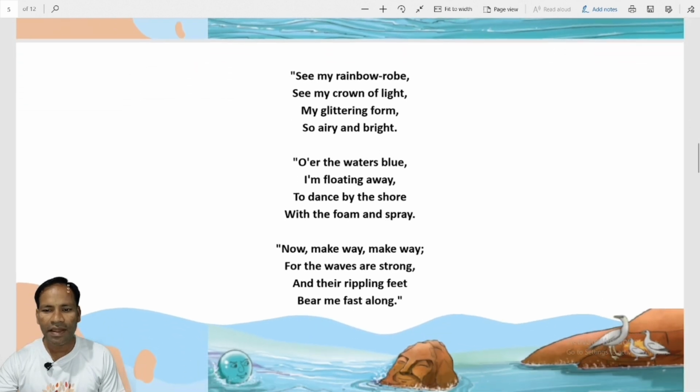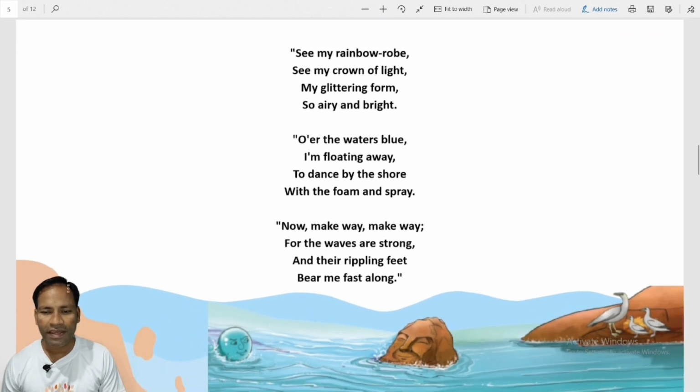Now, see my rainbow robe, see my crown of light, my glittering form so airy and bright. In this stanza, the bubble says, see my rainbow robe. Why rainbow robe? Robe is a kind of dress which covers completely from head to toe. Why is it called rainbow? Because we know when light falls on a bubble, we see a kind of rainbow. We can see a pattern of 7 colors on the bubble. That's why it is called a rainbow robe.